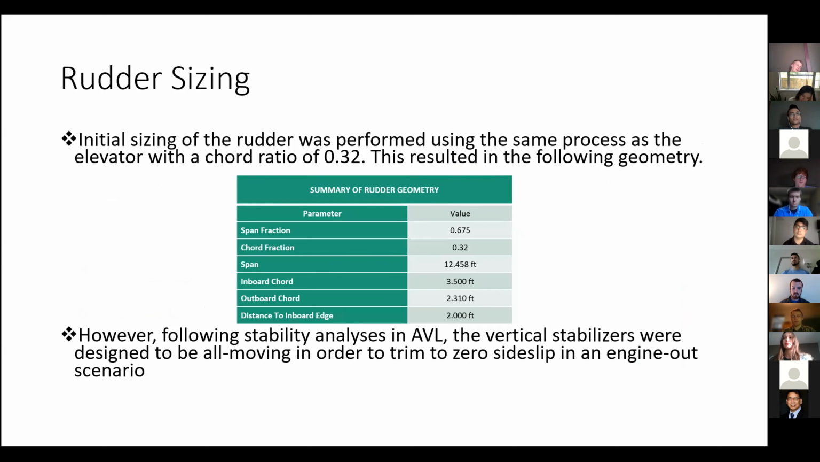Rudder sizing initially followed the same process as the elevator, where we used the ratio of 0.32, also assuming a jet transport aircraft. However, after some analyses in AVL, we decided it was best to create stabilators on the vertical stabilizer. So the entire surface is moving except for the static part where it joins to the horizontal stabilizer. Doing this allows us to achieve zero side slip in engine out trim scenarios.